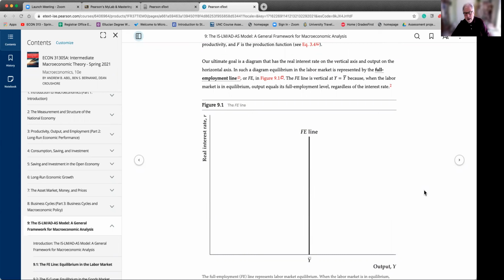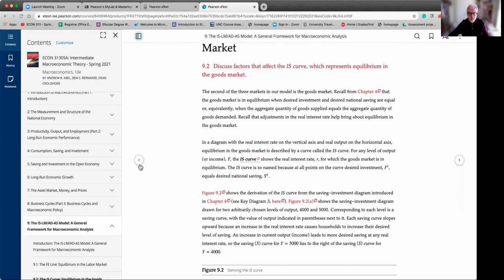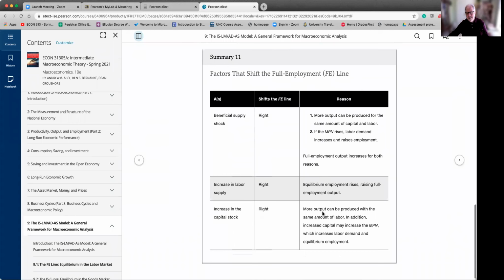So it's separate from all the other markets in the economy. You can kind of think of it by itself. And so things that shift that FE line have to do with either the labor market, labor demand, labor supply, or changes in the production function. So very short section. And you'll see, let me go back actually and scroll down. You will see that in each one of these sections, there is a summary box, factors that shift a particular line: the full employment line, the IS curve, the LM curve, the aggregate demand curve, the short run aggregate supply curve.